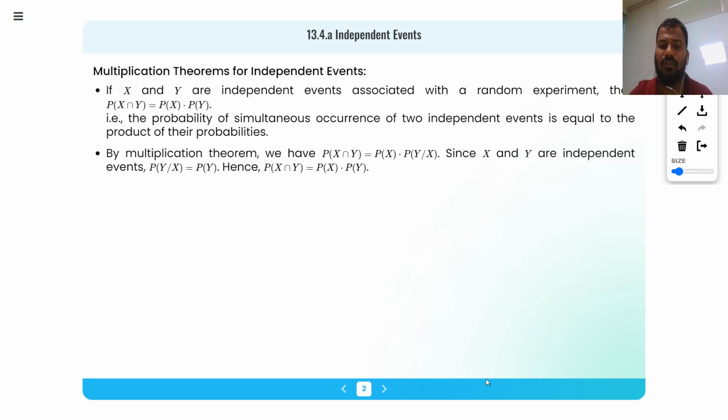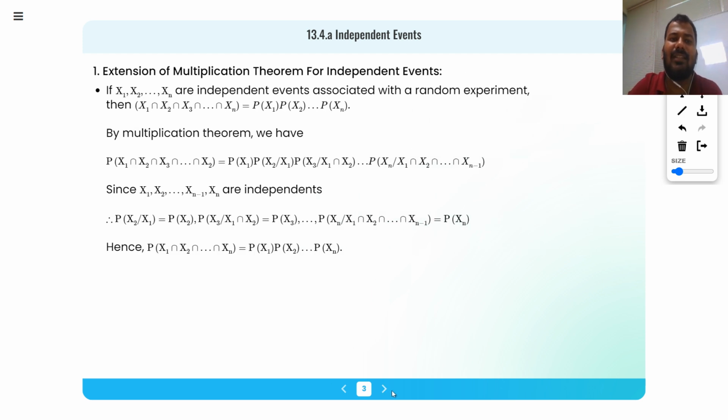Okay. Now let's look into a few of the points here. Extension of multiplication theorem for independent events. Now I have already told you about the multiplication theorem. Independent event is one extra condition on the multiplication theorem. Now, if you're going to apply it for two events or three events or any number of events, it is not going to affect. So overall, you can say here probability of X1 intersection X2 intersection up to Xn can be given as the product of the probabilities of all the items taken individually. So this is about your independent events.